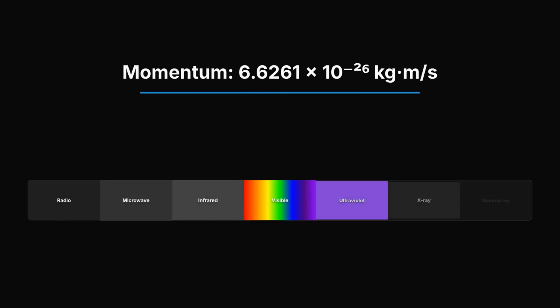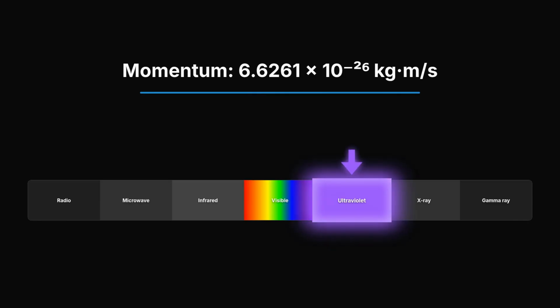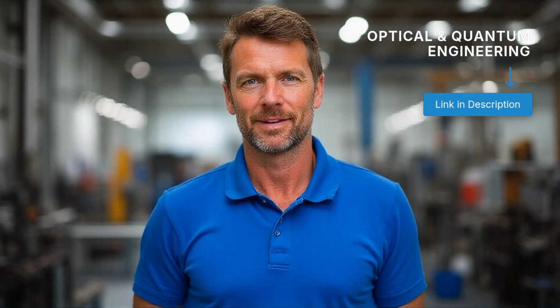The momentum calculates to 6.6261 times 10 to the minus 26 kilogram meters per second. The EM spectrum identifies this as ultraviolet radiation. This calculator streamlines photon calculations for optical and quantum engineering applications.